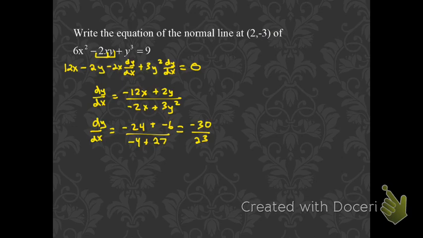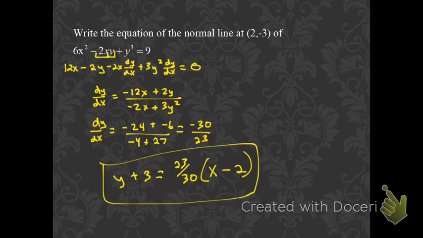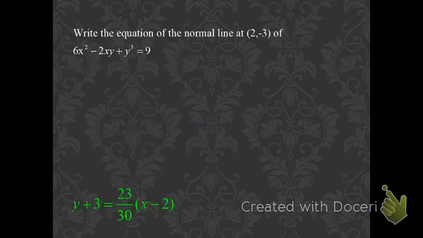Can you write the equation of the normal line, which would be the perpendicular slope? So let's go. y minus, what's the y value? Negative 3. So y plus 3 equals, what's the normal slope? Positive 23/30 times x minus 2. Bam. Feel good about it? Yeah. Next problem.